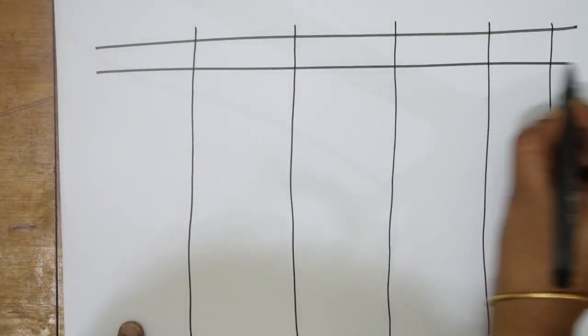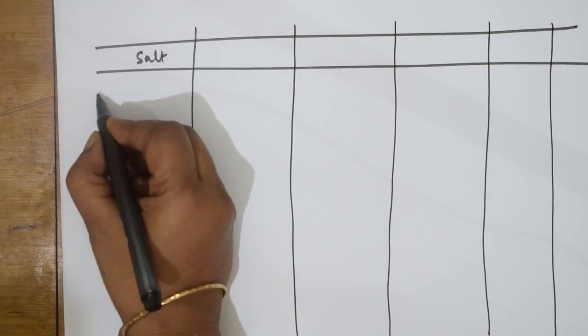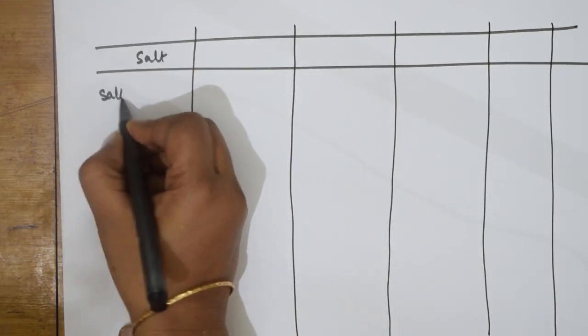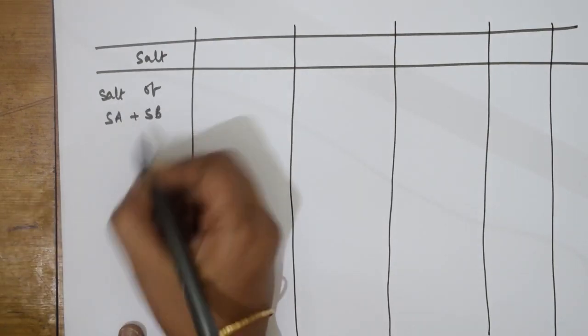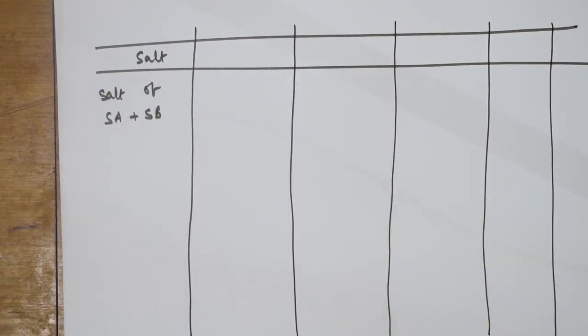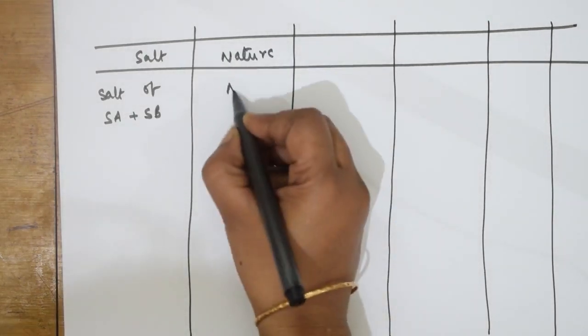Okay, let us write everything. Lines are not straight, don't mind. This is the type of the salt. What is the type of the salt? The salt of strong acid and strong base. Examples like sodium chloride, potassium sulfate, sodium sulfate, potassium nitrate, like KCl and all this. What is the nature of this? Nature, we very well know they are neutral.